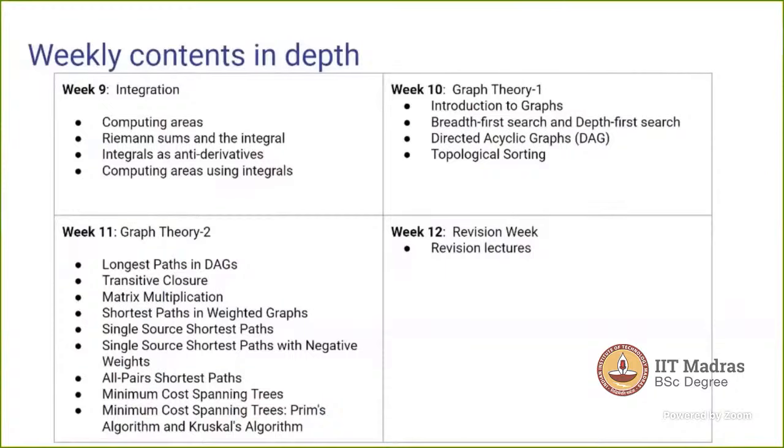You'll be doing breadth first search and depth first search. Then what we mean by directed acyclic graphs. Then topological sorting. Then how to find the longest path in DAGs, transitive closures, matrix multiplication. This is like discrete mathematics, wherein you'll be dealing more with algorithms and more with the maths part here, rather than the coding part.